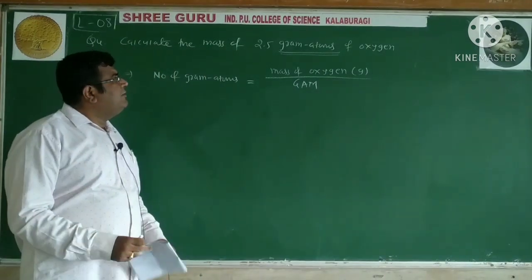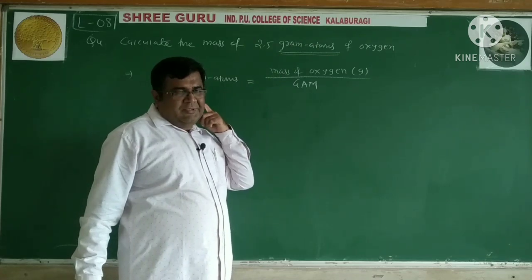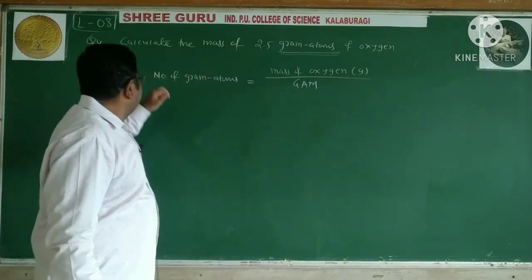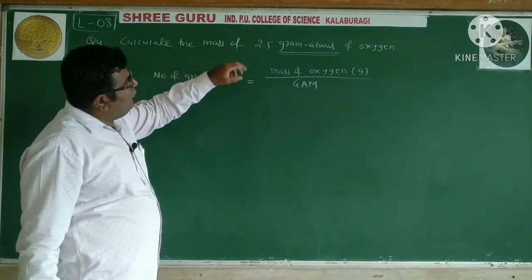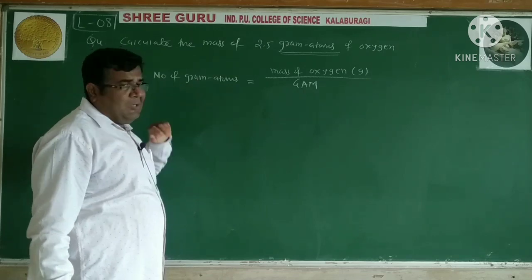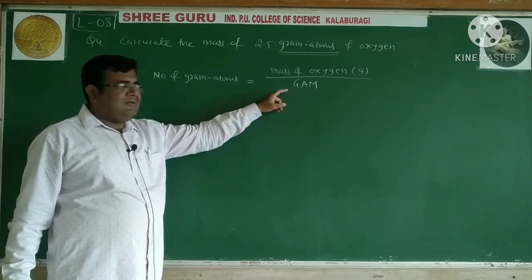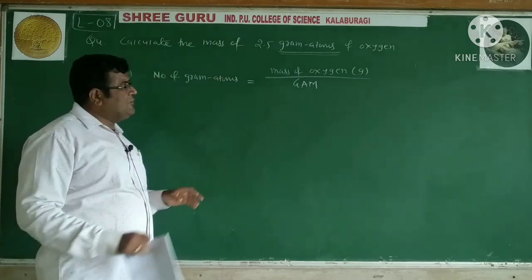We have not written gram molecular mass because they said atoms. If they said molecules, gram molecular mass would have been written. And they said calculate the mass of 2.5 gram atoms. So the gram atoms formula we are applying. Gram atoms, gram atomic mass, gram molecular mass. In that way we have used this for the problem.